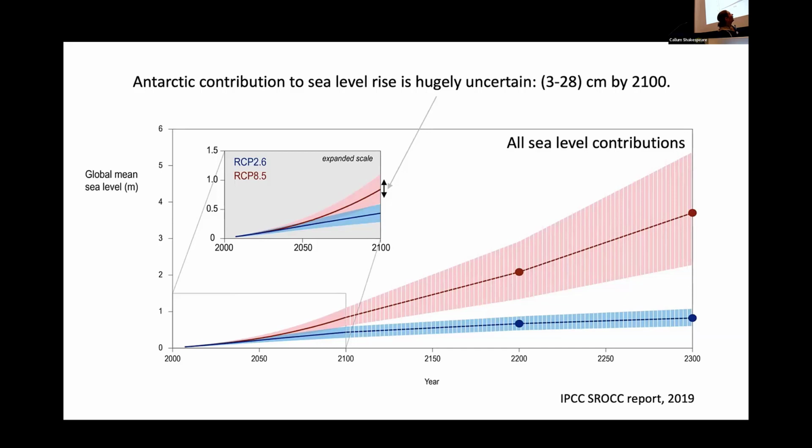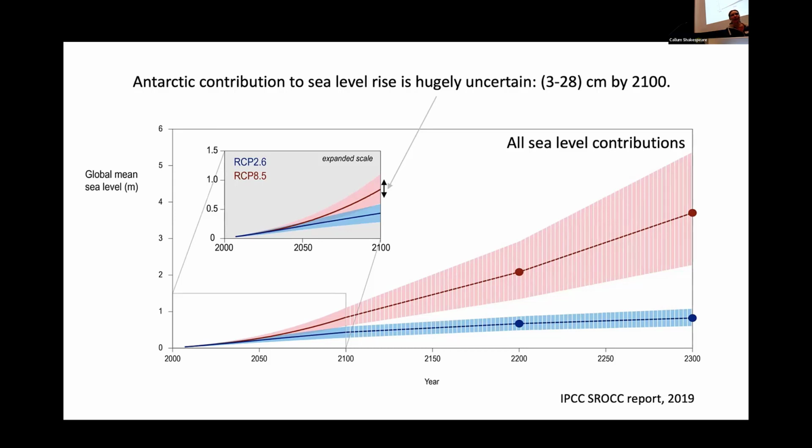In a high emission scenario, you're looking at somewhere between 0.6 and 1.1 meters of sea level rise by the end of the century. That's a huge range of uncertainty if you're trying to adapt to that. Most of that uncertainty, or half of it, comes from projections of Antarctic ice melt. So it's really important that we try and narrow this uncertainty so that it's easier to adapt in the future.